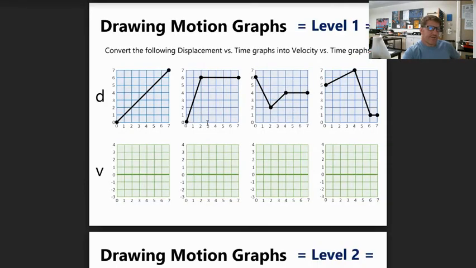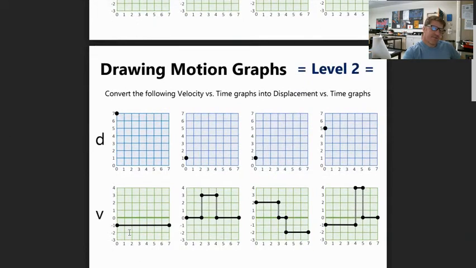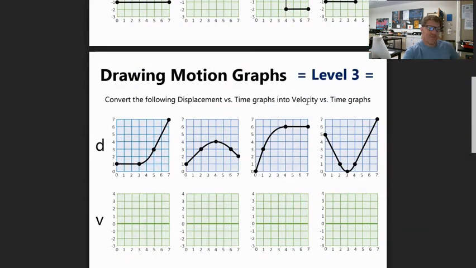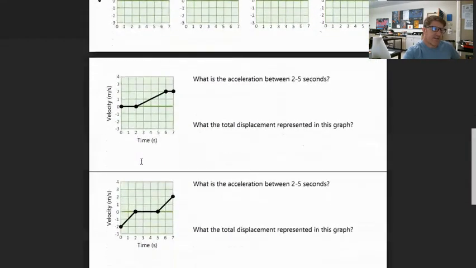So in level 1, you are just going to do from distance versus time to velocity versus time. In level 2, you're going to take the velocity versus time graph and apply it to your position versus time. And pay attention that they give you your starting position on these displacement versus time graphs. And then your level 3 is going to be a little bit tougher. You're going to start seeing accelerations. Again, that curved line is going to represent an acceleration. And then you have some questions that are going to involve finding the integral to do the displacement when you're looking at a velocity versus time graph.